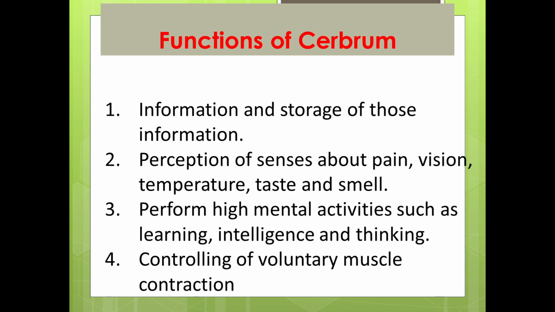Controlling voluntary muscle contractions. For example, if you want to bend your arm or stretch your arm, that control is by your cerebrum. The voluntary muscles are controlled by the cerebrum. So: memory, the storage of information, perception of senses, performing higher mental activities like learning, intelligence, logical thinking, and controlling voluntary muscle contraction.